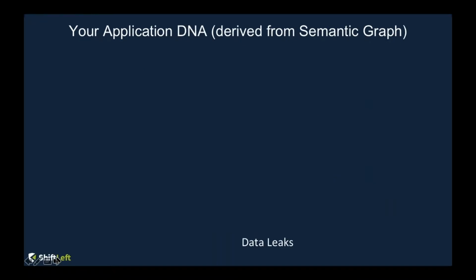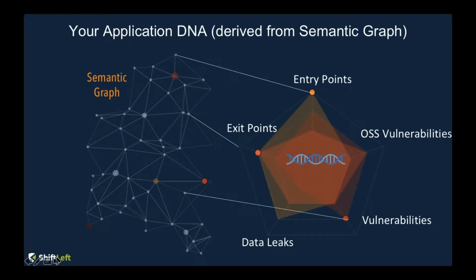Once we've created the graph, we extract the application DNA from that graph. What do we mean by DNA? DNA essentially includes one or more entry points of your application, and these entry points could be sanitized, they could be authenticated or not authenticated. So we identify all of those characteristics of these entry points. We identify one or more exit points of your application, and we understand if these exit points are approved or not, if the data is leaving in an unsecure way, or if the data is encrypted or encoded.